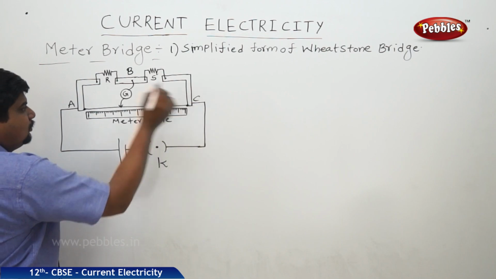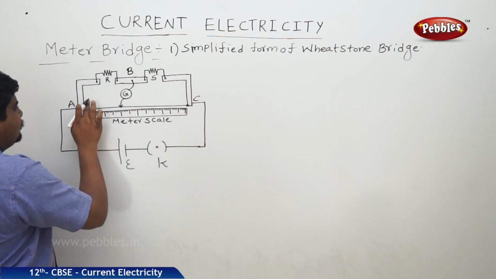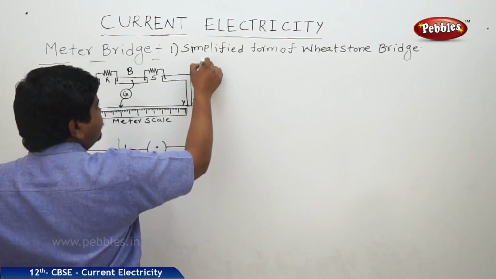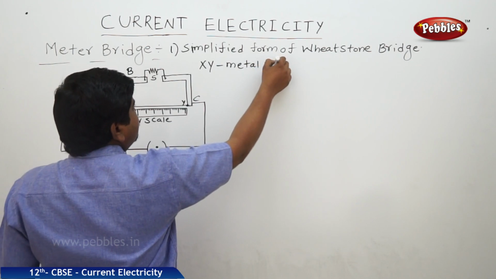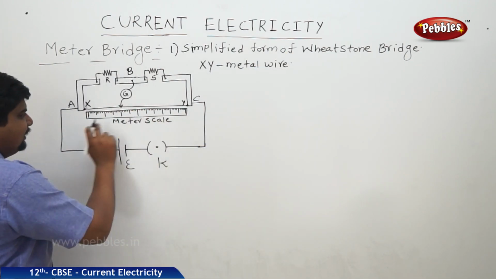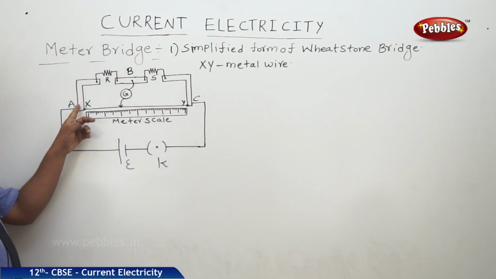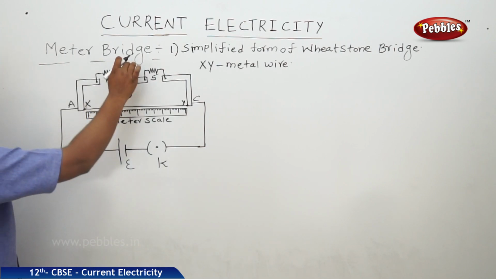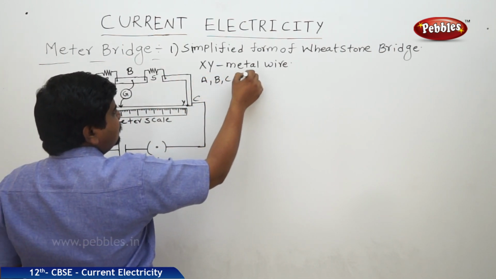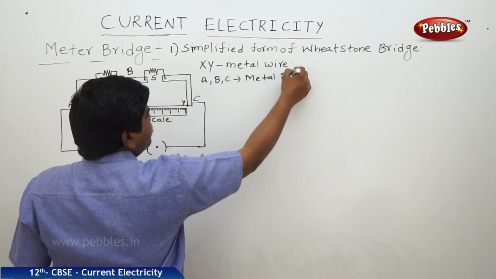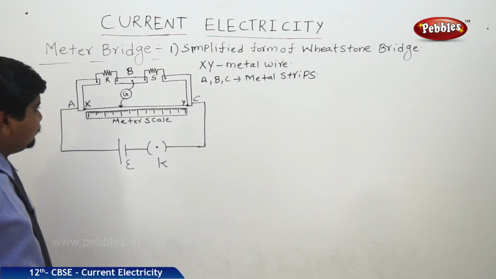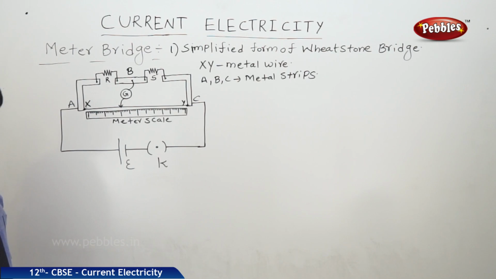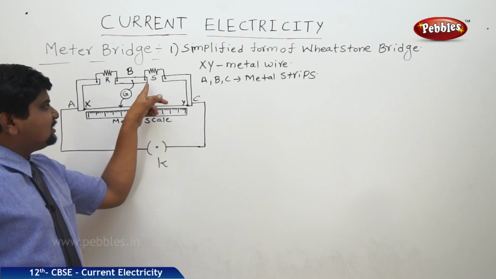Let us write some names. X to Y. This XY is a metal wire of 1 meter length. Now, there are 3 metal strips you can see. One metal strip is like this, another is B, another is C. A, B, C are metal strips. Now, one known resistance is connected between the metal strips A and B, from the second end of A to the first end of B. Unknown resistance S is connected between B and C, from the second end of B to the first end of C.